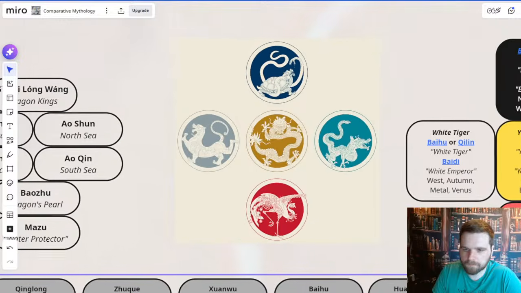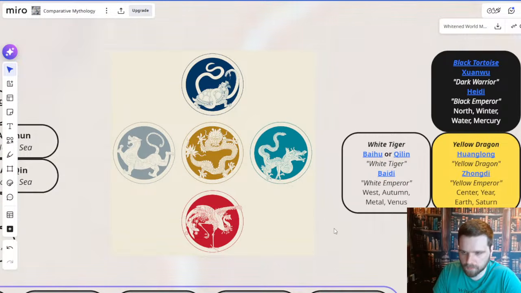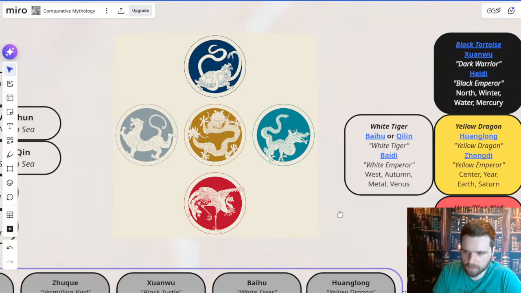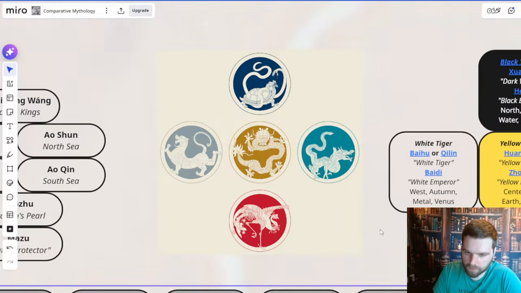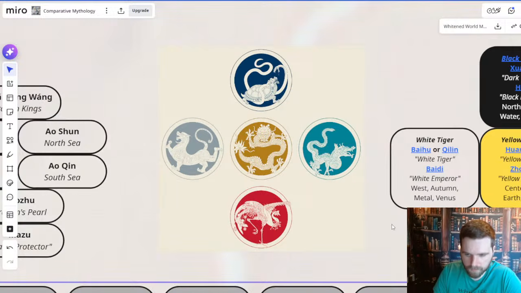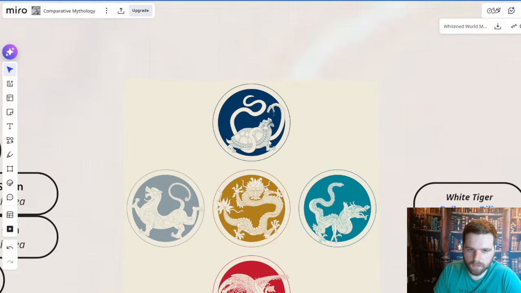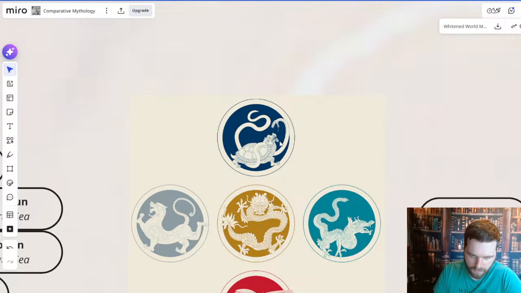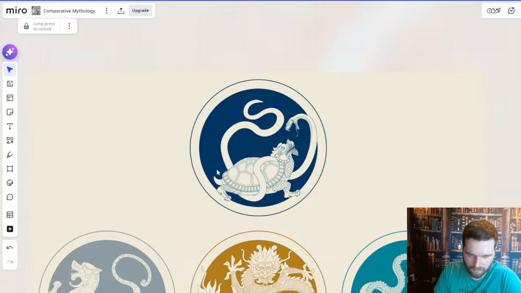So in this traditional system, the west is white and is associated with the white tiger. The east is blue or green, azure, associated with the dragon. Then the vermilion bird, which is a kind of Chinese phoenix, is associated with the south, fire, summer. Then the north is associated with a black tortoise. And this tortoise is, I think, in later depictions, shown with a serpent on it or with it. So it's like a tortoise and a serpent.